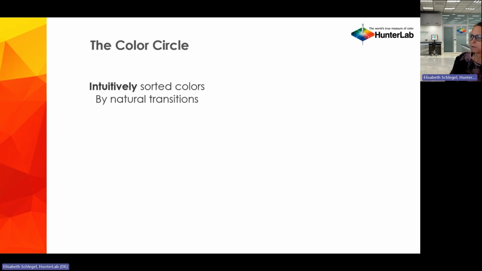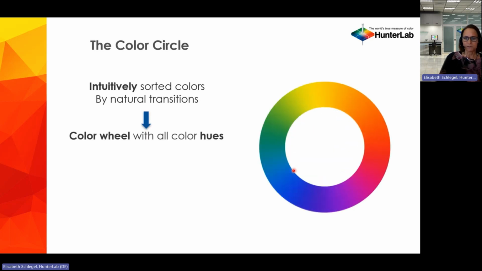And actually, if you want to have an intuitive color sorting, the most intuitive thing, what would also be done by children in kindergarten if you ask them to sort colors, is the color wheel with all hues. So you're going from red to orange to yellow to green to greenish blue to blue to purple, and then back to red. So you have all the colors characterized by this color wheel. And actually, this is really the basis of the color space.